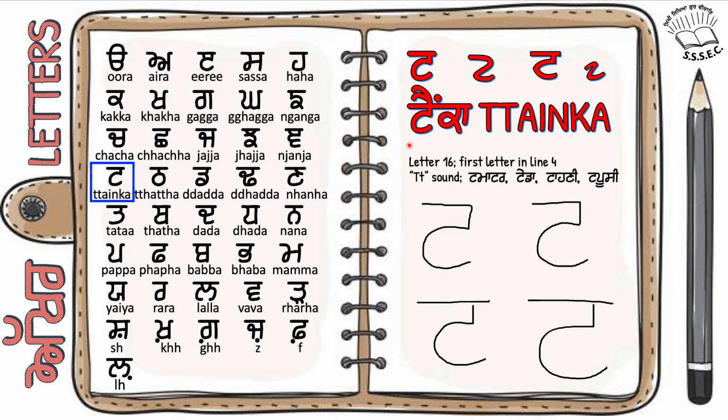And some words beginning with this letter. Tomato. Tomato is a tomato. Deda. Deda is diagonal or wonky. Darni. Darni is a branch of a tree. And Depusi. Depusi is a little jump or a skip or a hop.